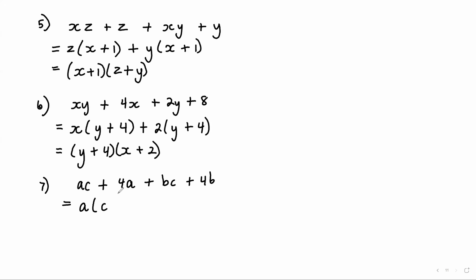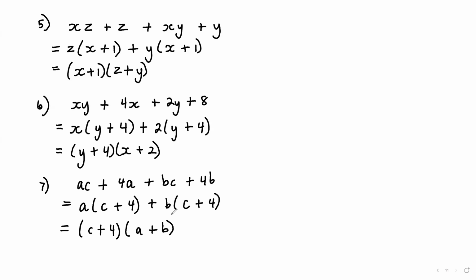A times C is AC, and A times 4 is 4A. Down your plus sign, BC and 4B have B in common, times C is BC, and B times 4 is 4B. Finally, this would be C plus 4 by A plus B.